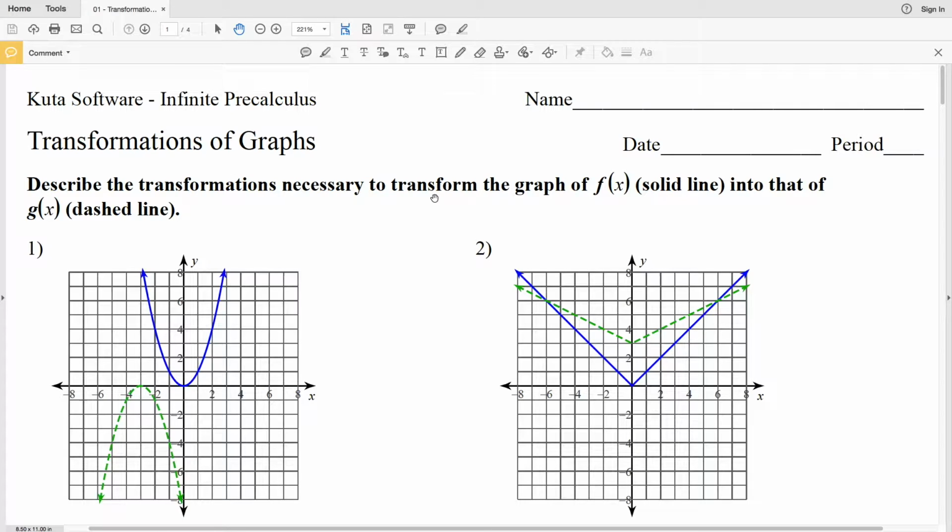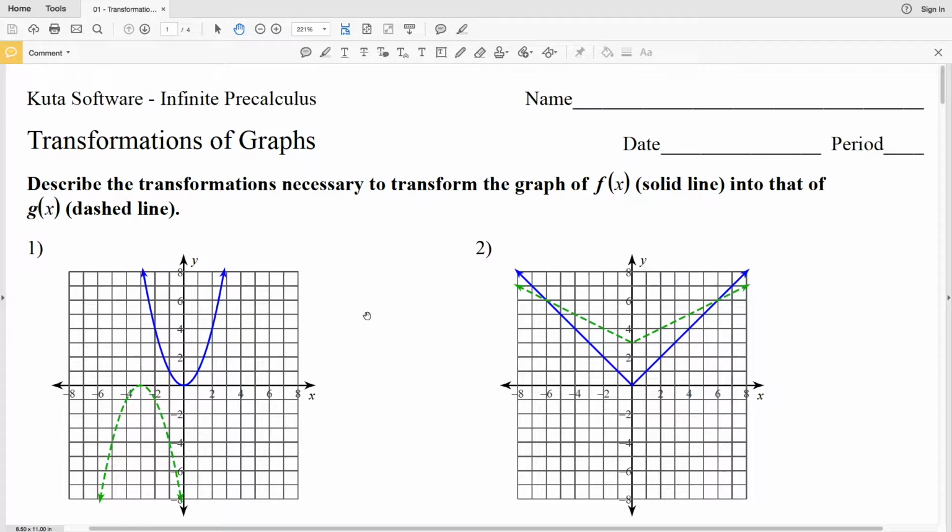In this video, we're going to go over the Kuta Software Infinite Pre-Calculus free worksheet, Transformations of Graphs. And the ways you would transform a graph: we're going to move it either up or down, you can move it left and right, you can expand it and compress it in both the vertical direction and the horizontal direction, as well as flipping it or reflecting it over the x-axis and the y-axis.